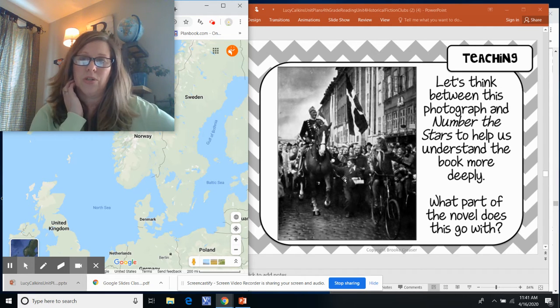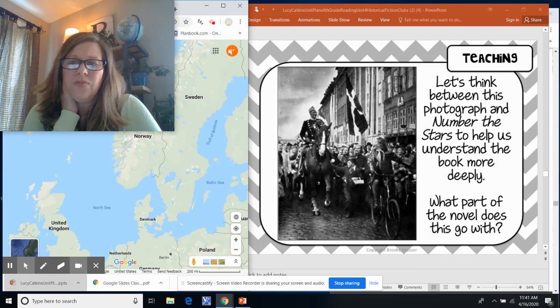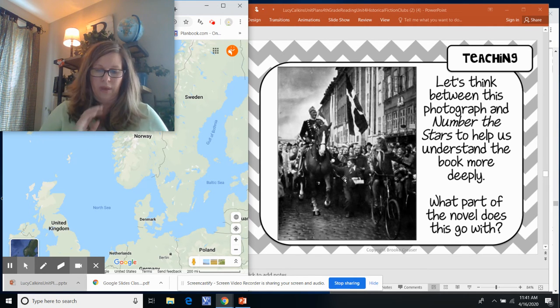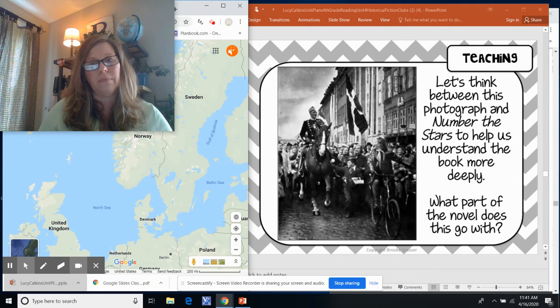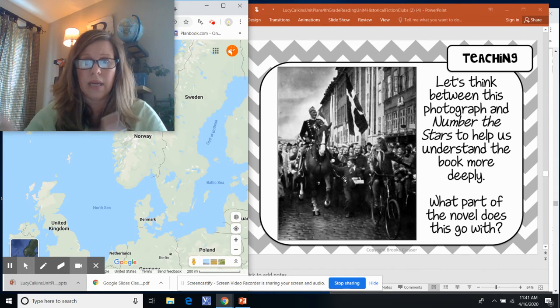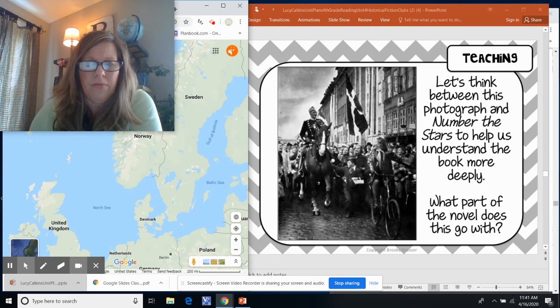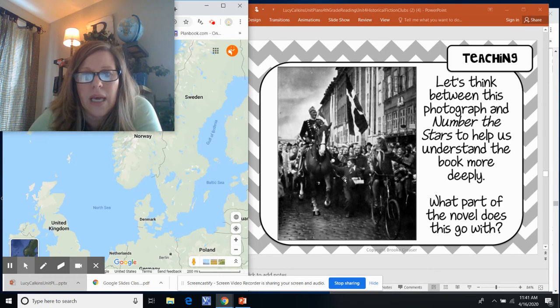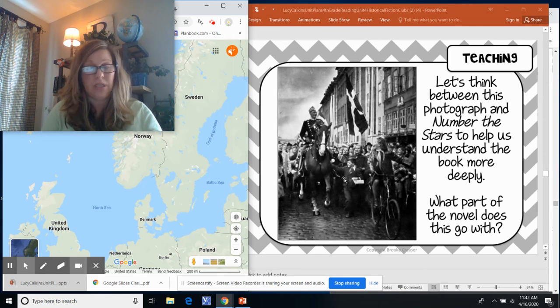So let's take a peek at this picture. It says, let's think between this photograph and Number the Stars to help us understand the book more deeply. What part of the novel does this go with? Look at that image. It is of a man on a horse, and he's riding through the streets of this city, it looks like, because of the buildings in the background. Do you remember a time in our book, Number the Stars, that someone did this? If you're thinking it was when Anne-Marie was telling Kirsty about the king, you would be correct.